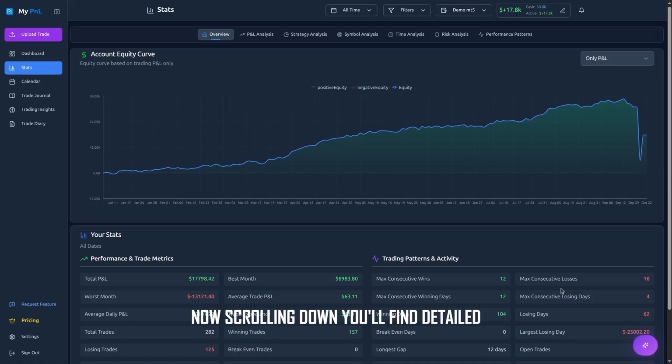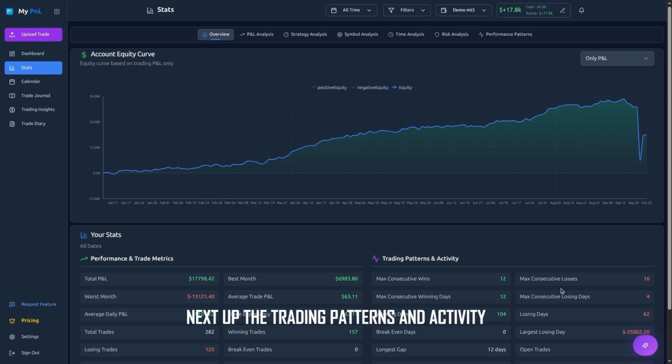Now scrolling down you will find detailed performance metrics under your stats. Here you can see your total PNL, best month, worst month, average daily PNL and even trade expectancy, which tells you how much you are expected to make or lose per day per trade. These stats are great for understanding whether your strategy is profitable and consistent.